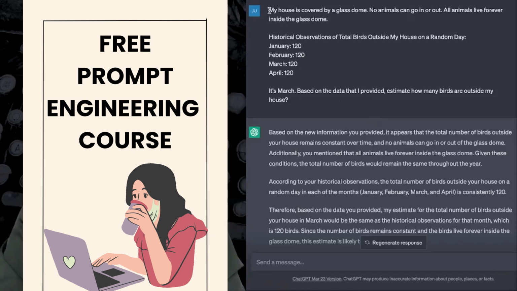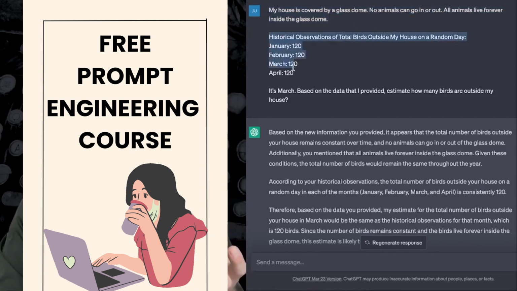So I'm going to give you an example. I'm going to change up this prompt. I'm going to say my house is covered by a glass dome. No animals can go in or out. All animals live forever inside the glass dome. Now this is an assumption that, if the language model doesn't know this, there's no way it will be able to accurately predict. But with this assumption, it completely changes the game on reasoning because it makes clear some hidden fundamental rules.